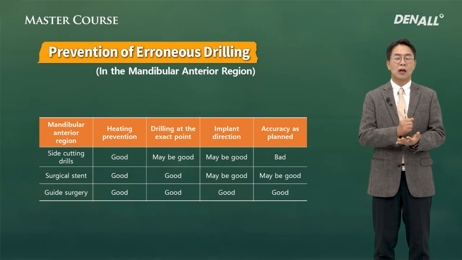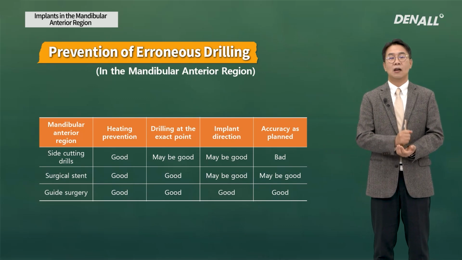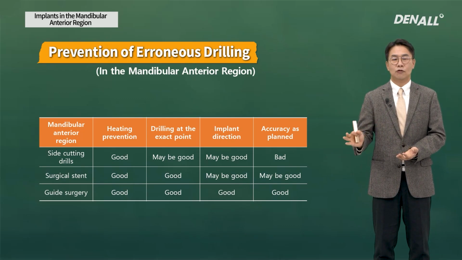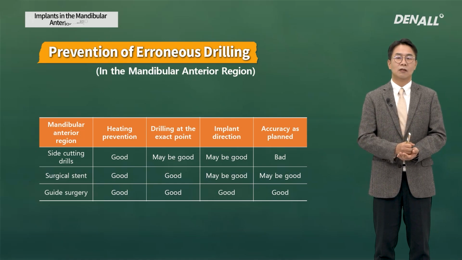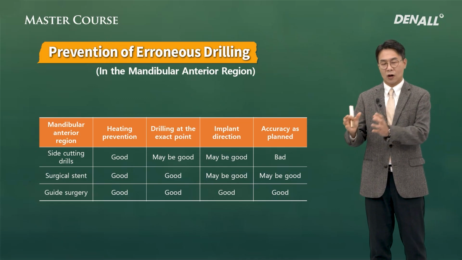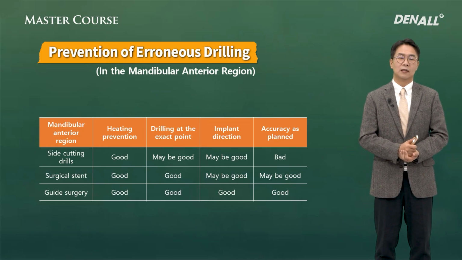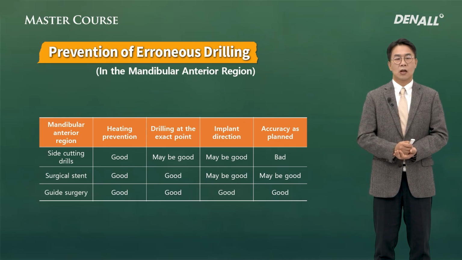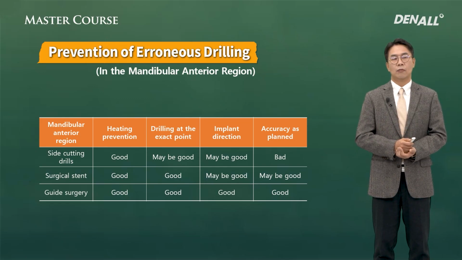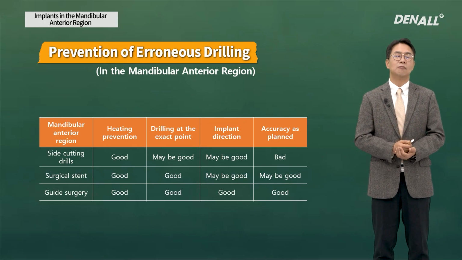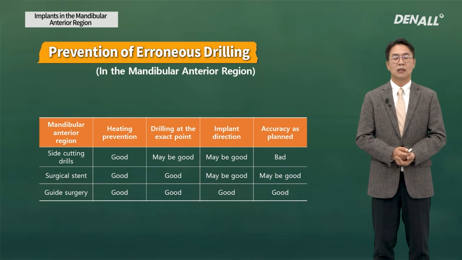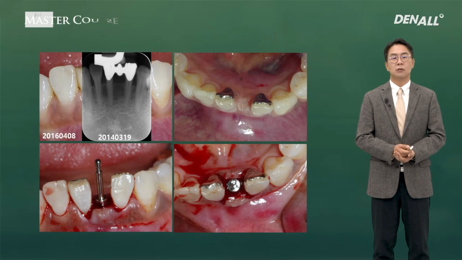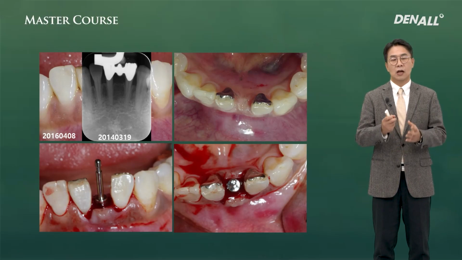In terms of the accurate placement as treatment plan, on the most right column, the most important thing is we need to implement clinically what is in the treatment plan. So guided surgery is better. Surgical stent can be good depending on the skill level of a surgeon. If you just use the side cutting drills, even though you are very well skilled, the effect is limited, not much. This patient has a Maryland bridge in the mandibular anterior.